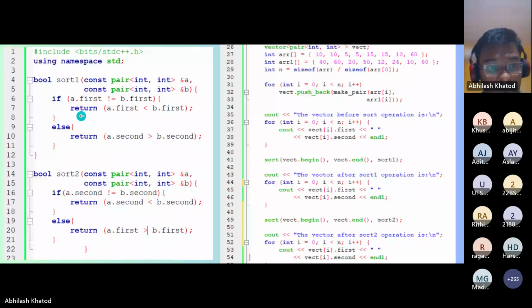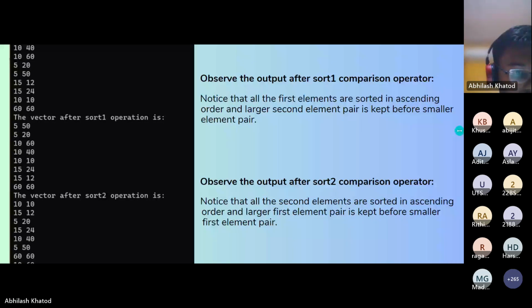What does it say? Return A dot first is less than B dot first. What is A dot first? It was 10, right? And what was B dot first? It was 5. So is 10 less than 5? No. So it will return a false value. Correct? So what should be kept above? Try to guess now. And look at it now: 5 20, 10 60.